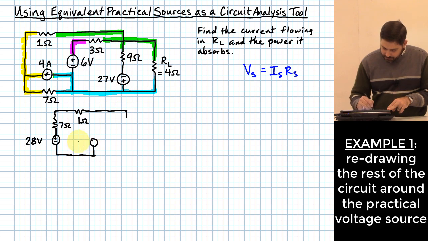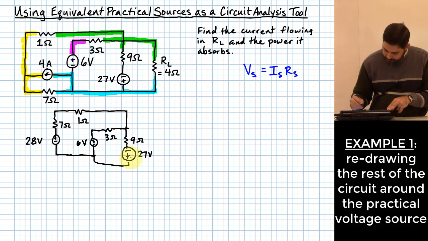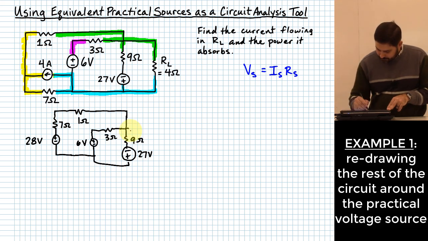Here I've got my 6 volt source going through my 3 ohm resistor, connecting up into this node right here where I've got my 9 ohm. That goes down into a, make sure that polarizes right, a 27 volt source right there. And then this goes over to my 4 ohm resistor.